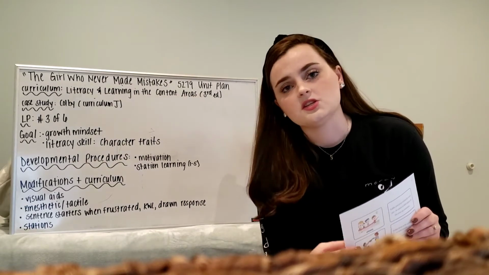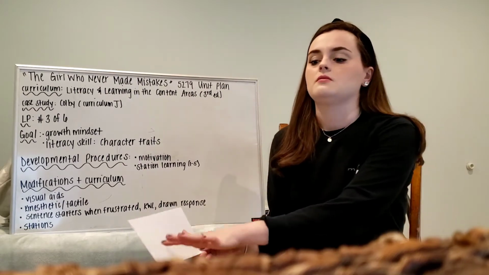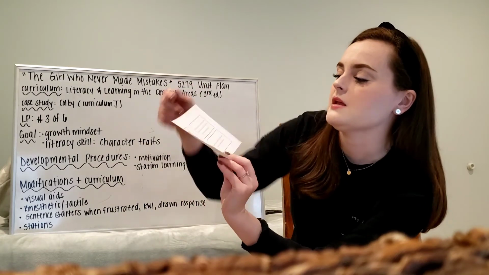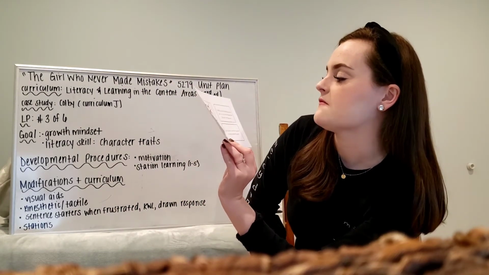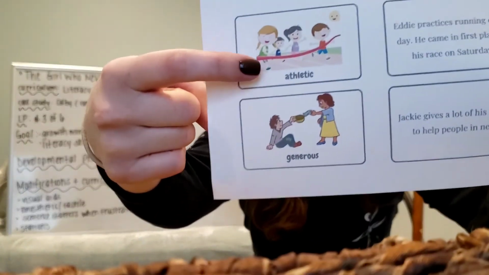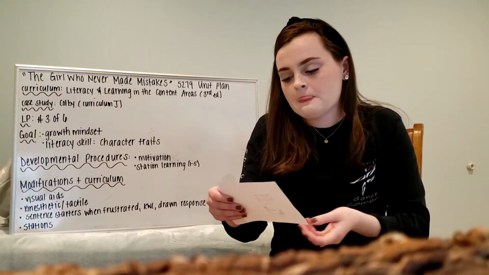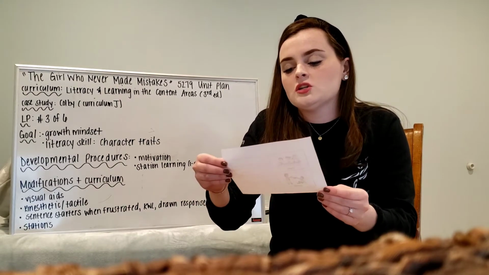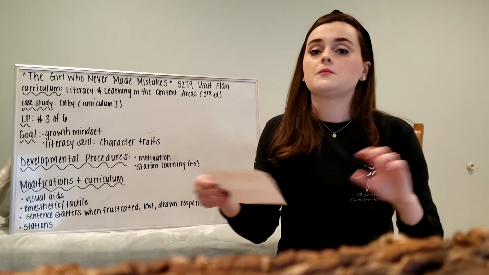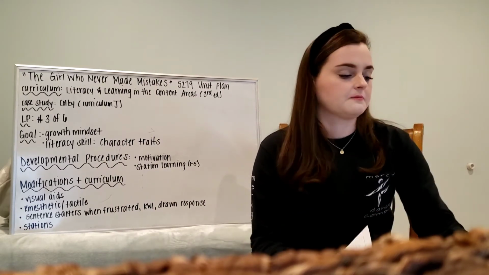Oh, and also all of the stations do provide a word bank, just so that the students have a way of gauging what words they've completed so far and which ones they haven't. So for example, Eddie practices running every day. He came in first place at his race on Saturday. So they would have to match to this card. There's Eddie, and the term would be athletic. So his character trait would be athletic. Jackie gives a lot of his money to help people in need. And then the word would be generous, and they would have to match it to the picture of someone being generous. And there, of course, would be answer keys that they could reference once they're done with the activity.